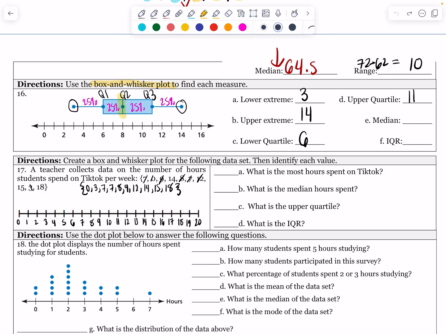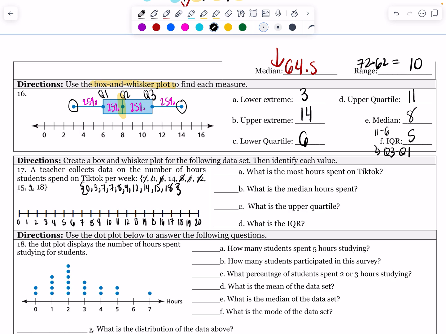And so, what is my interquartile range? My interquartile range is going to be the stuff in the box. It's going to be Q3 minus Q1, which is going to be 11 minus 6, which gives me 5. So it's going to be my Q3 minus my Q1 to find the range of the box.